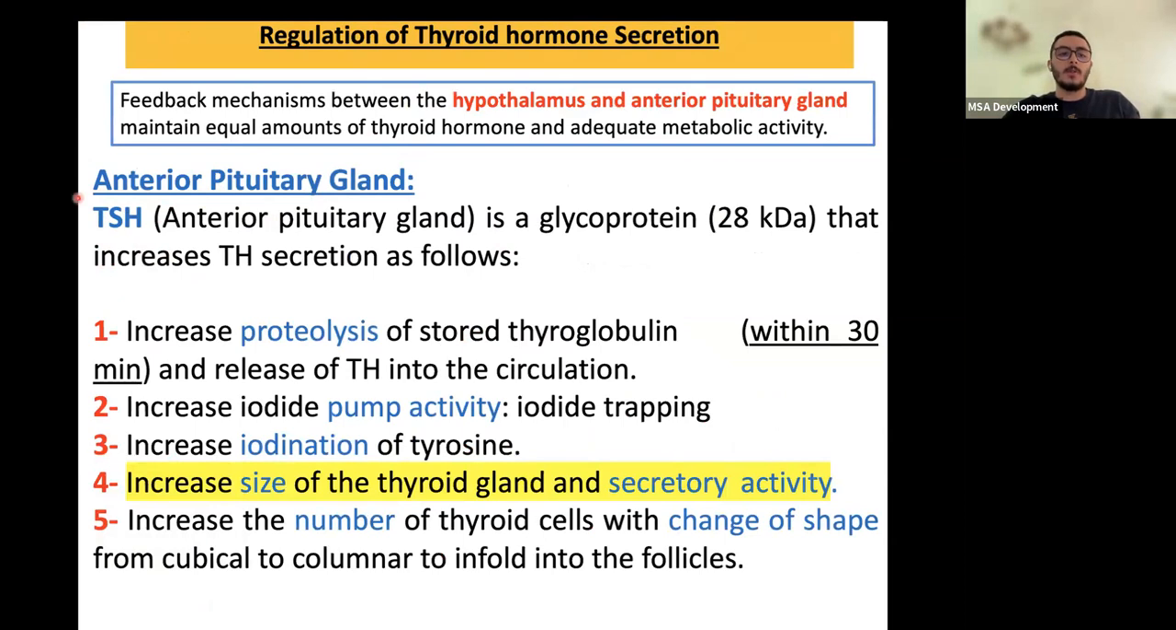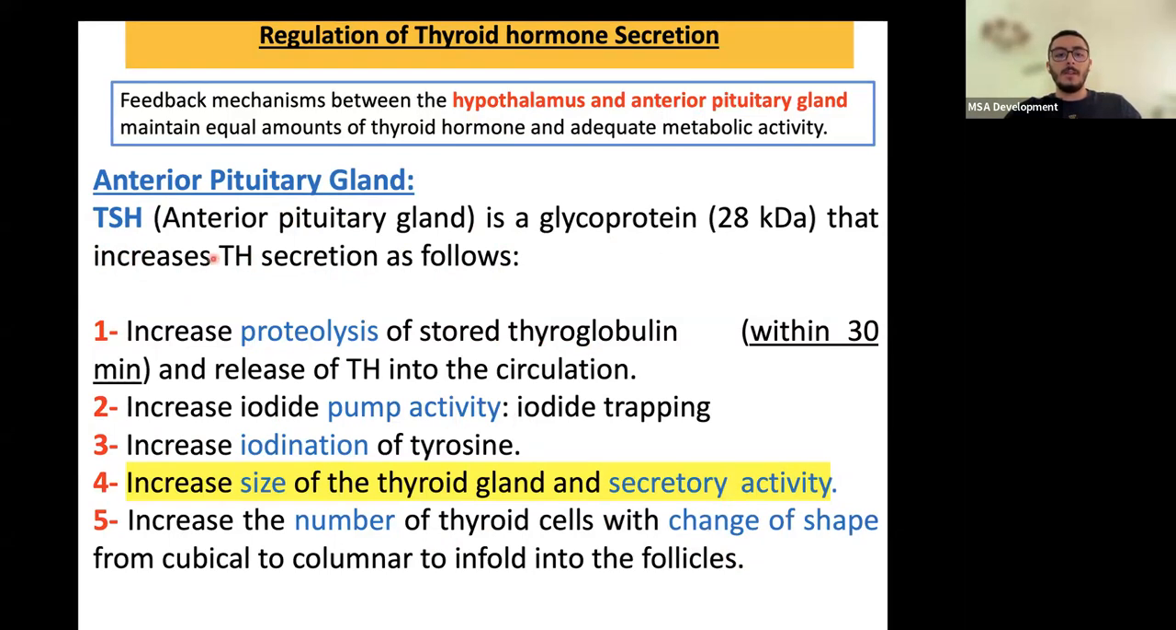I explained TSH, or thyroid stimulating hormone, increases thyroid hormone secretion. But what increases TSH? It is basically TRH, which is mentioned somewhere in the following slides, something coming from the hypothalamus. How does TSH increase thyroid hormone secretion? By increasing proteolysis of stored thyroglobulin. Remember the step that was seated here? Thyroglobulin waits until its time comes. Yes, this is the step.